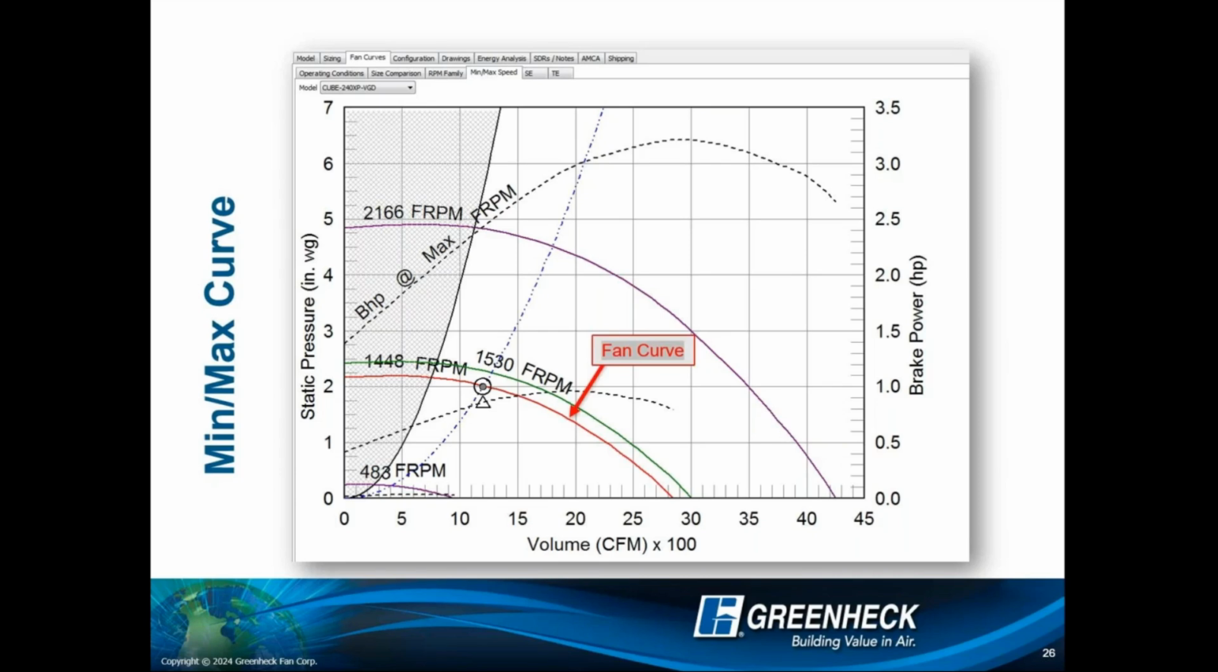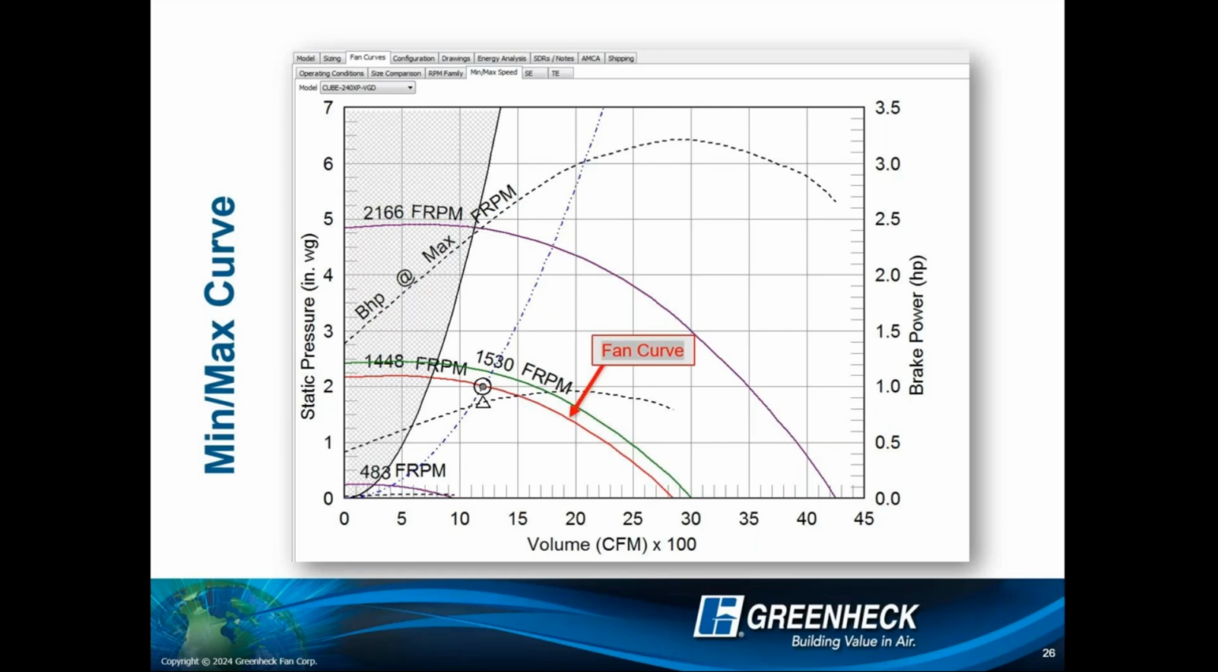We're kind of moving right through these. So back to that min-max fan curve, whether it's a variable speed or a constant speed application, really, this is going to give me information about, is this a good fan selection? I mean, that's the answer we're all looking for today. How do I get a good fan selection?